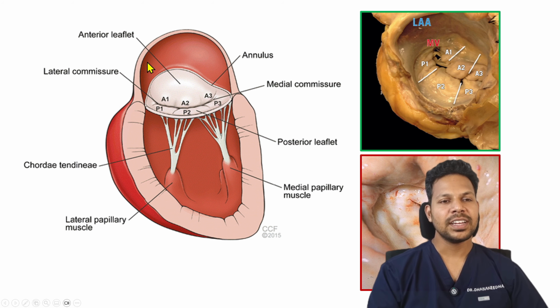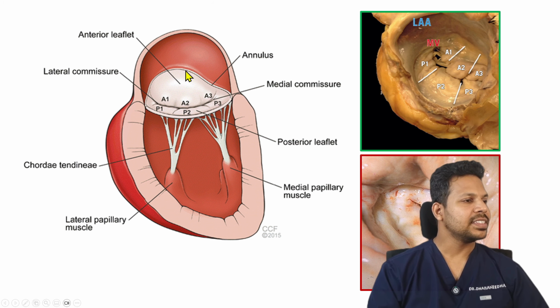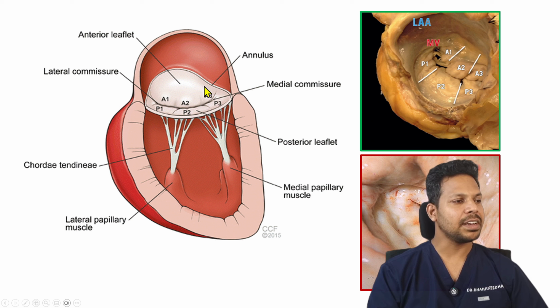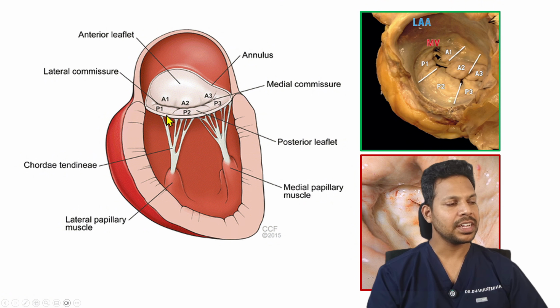So here you can see this is the anterior leaflet, and here is the posterior leaflet, and between these two leaflets we have the commissures, the medial commissure and the lateral commissure. And these are the fibrous strands, the chordae tendineae, which are supporting these leaflets. And at the bottom, these chordae tendineae are attached to the papillary muscles. So we have a medial papillary muscle and the lateral papillary muscle. And this is a diagrammatic representation.